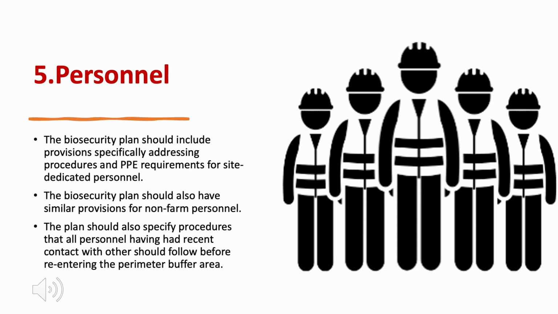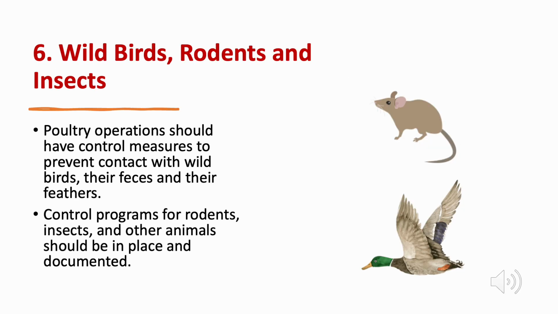5. Personnel. The biosecurity plan should include provisions specifically addressing procedures and PPE requirements for site-dedicated personnel. The biosecurity plan should also have similar provisions for non-farm personnel. The plan should also specify procedures that all personnel having had recent contact with others should follow before re-entering the perimeter buffer area.